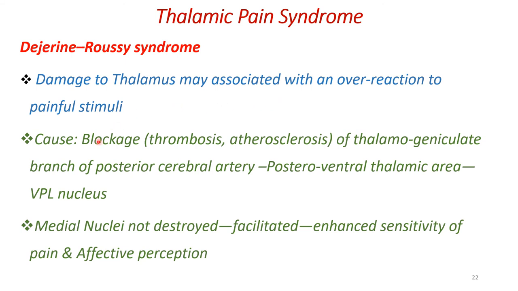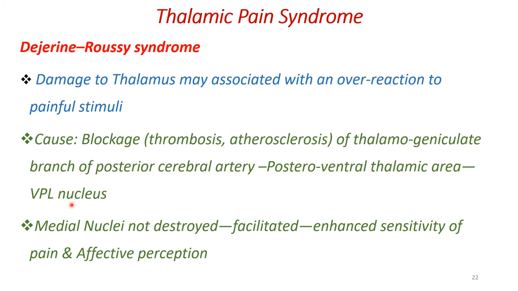What is the cause of thalamic pain syndrome is that it can occur because of blockage, which can occur because of thrombosis, atherosclerosis, or due to injury of the thalamogeniculate branch of the posterior cerebral artery. This is a small artery. The thalamogeniculate branch is a small branch of the posterior cerebral artery, which supplies the posteroventral thalamic area, where the VPL nucleus, or the ventroposterior lateral nucleus, is present.